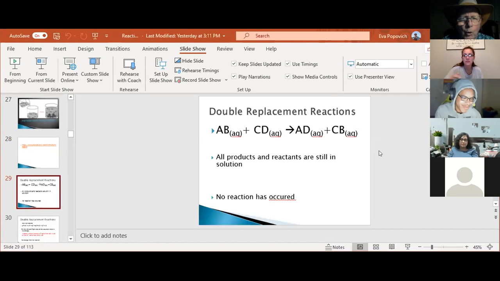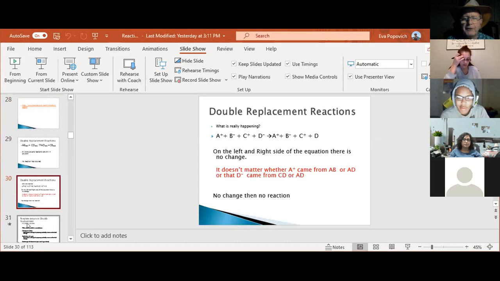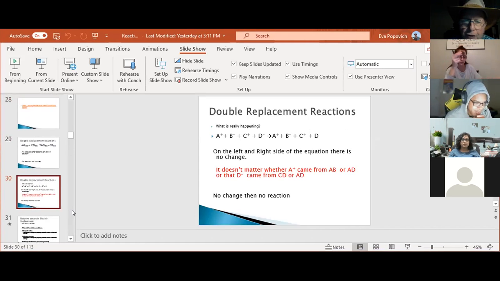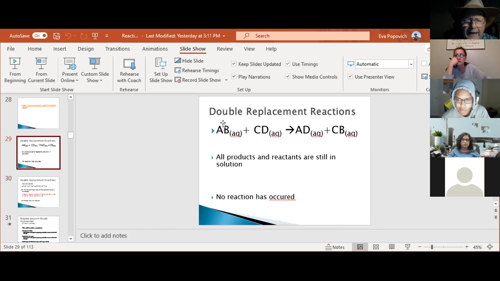Now, what happens if A and D together make something that dissolves in water, and C and B also dissolve in water? When I do that, I have A plus and B minus from the AB, and C plus and D minus from the CD. But I also have A plus and D minus on the right side, and I have the B minus and C plus. I haven't changed anything. Right now, all I have is a bunch of ions floating around in solution. So when I'm looking at a chemical reaction and I see these aqueous species there, this means that nothing has happened.